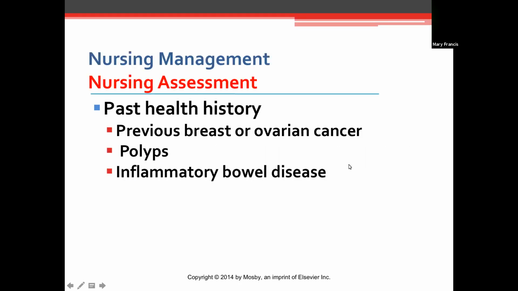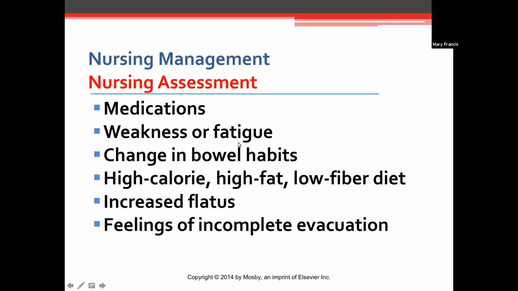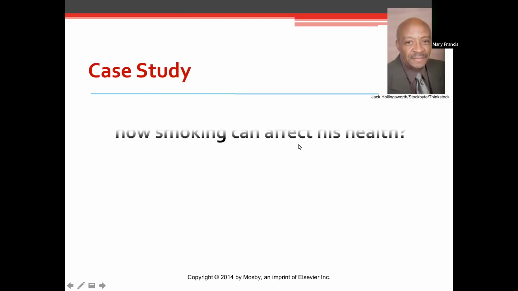So it's very important that you do a thorough nursing history, which includes asking, Gio is a male, so you would want to know if there have been any females who have had breast or ovarian cancer, any history of polyps or inflammatory bowel disease. What medications he's been on, has he experienced any weakness or fatigue, change in bowel habits, does he have a high calorie, high fat diet, any increase in flatus or feelings of incomplete evacuation.